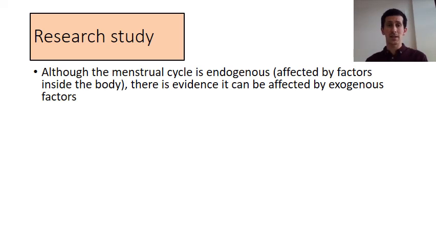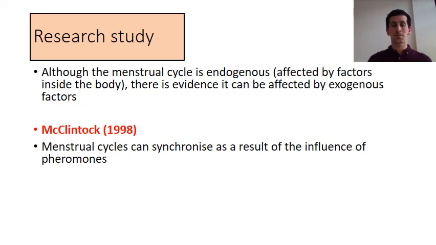And there are research studies in this particular area. Although the menstrual cycle is endogenous, the fact that it's internal and affected by hormones inside our body, there is evidence that it can be affected by exogenous factors, so external factors. McClintock did a famous study in 1998 where he found that menstrual cycles can be synchronized. You might have heard before that if you have a big group of women all living together, their periods will synchronize, they'll all get their periods at the same time. And there is research support to show this actually occurs.